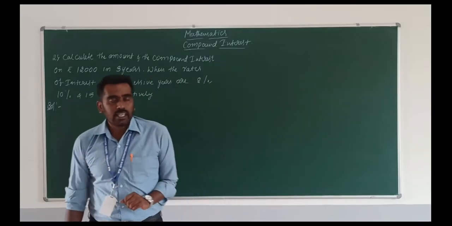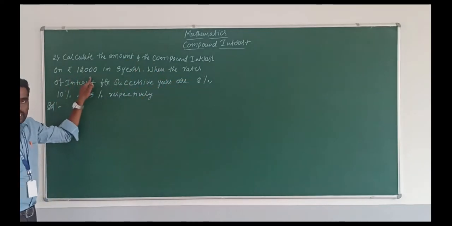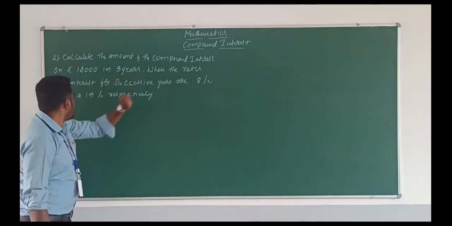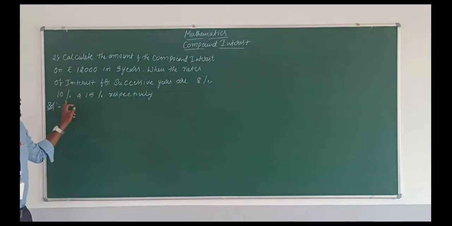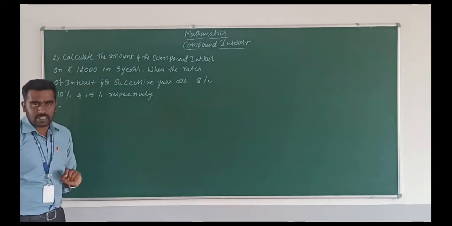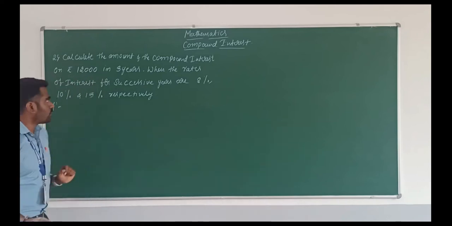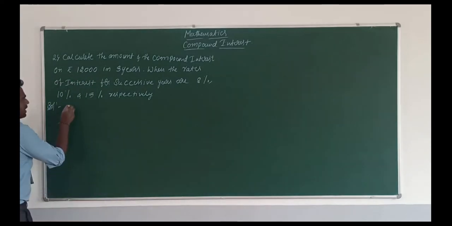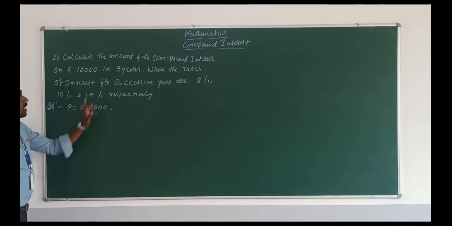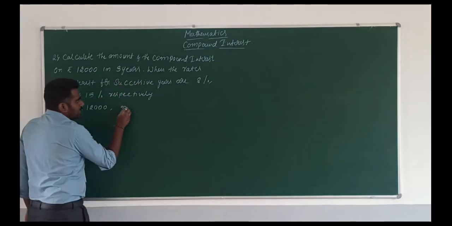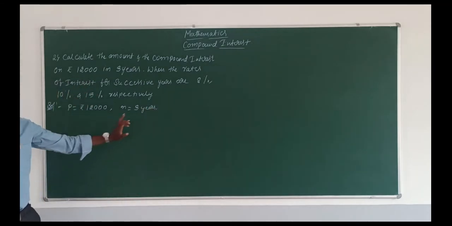The second problem is: calculate the amount and the compound interest on rupees 12,000 in 3 years, when the rates of interest for successive years are 8%, 10% and 15% respectively. Here the rates of interest for the successive years are different. So first we have to write the given items. So principal is rupees 12,000 and in 3 years means n is 3.